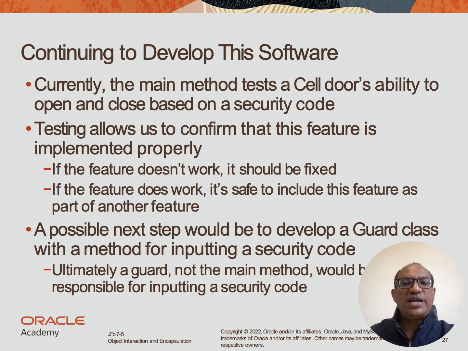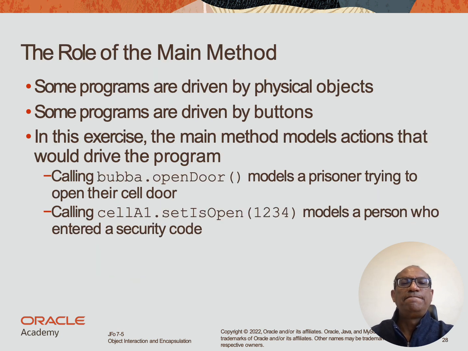Remember the spiral model of development. At this point, the main method is your test lab. It's simulating real-world actions. When you call baba.openDoor, you're pretending the prisoner controls the door. When you call cell.setIsOpen(1234), you're simulating someone entering a security code. Eventually, a guard class should handle that, but for now, the main method is playing that role.